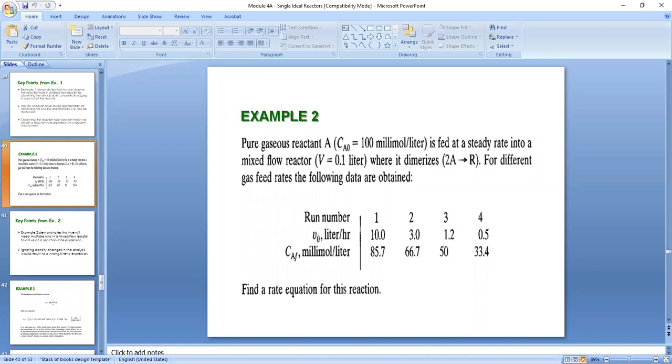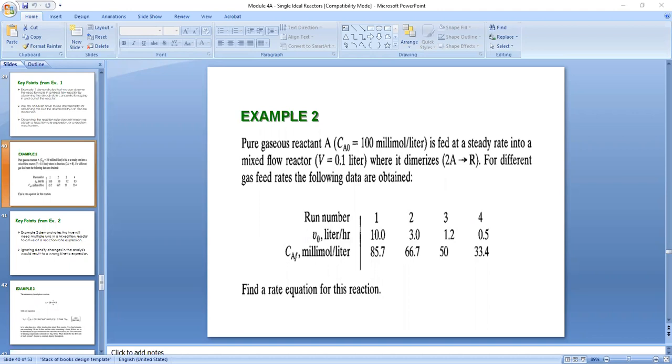So this is the sample problem. I hope you can see it. I'm doing the slideshow, I'm sharing it, that way it would be bigger. In this sample problem, you're given pure gaseous reactant A.